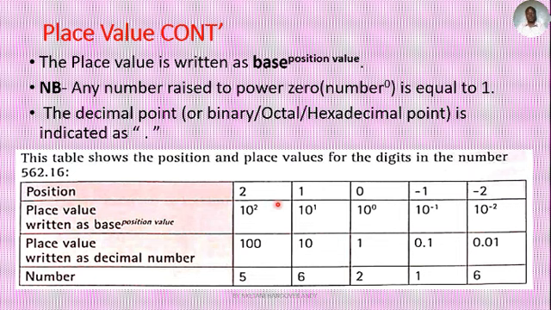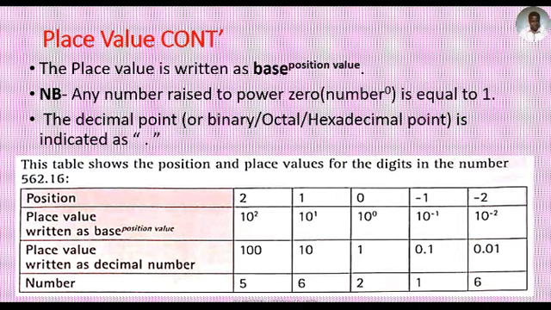Now to write the place value here, we have said 10 to the power of the position. From the way it is here, base, then position. So the base, which is 10, then the position is 2. So computing this one, we have 100. Computing 10 to the power 1 is still 10. Computing 10 to the power 0 is 1.